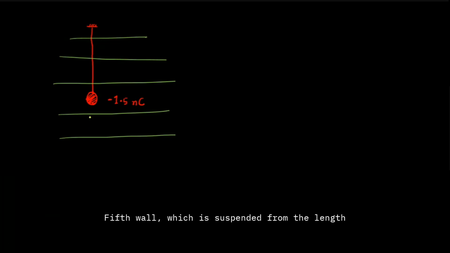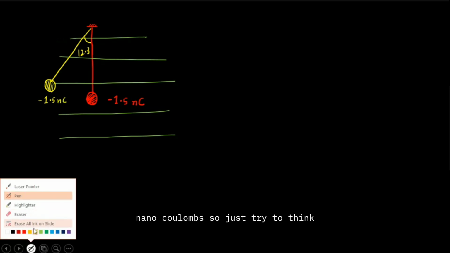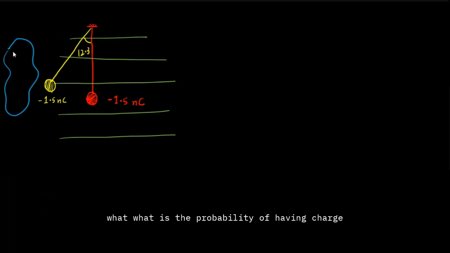this pith ball, which is suspended from the length, came at this angle, which is supposed to be 12.3 degrees, and keeping this point in mind that initially it was charged negative 1.5 nanocoulombs. So just try to think and let me know, if the negative charge is going this way, what is the probability of having charge in this particular region, and what is the probability of having charge in this particular region?